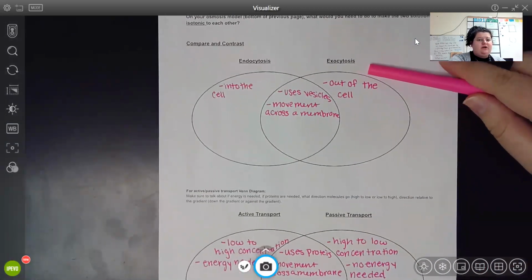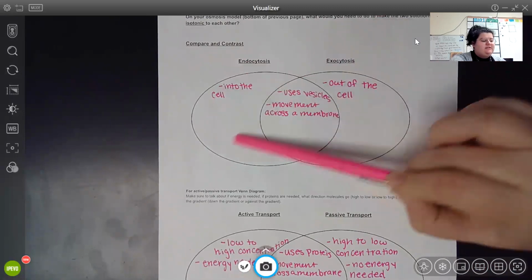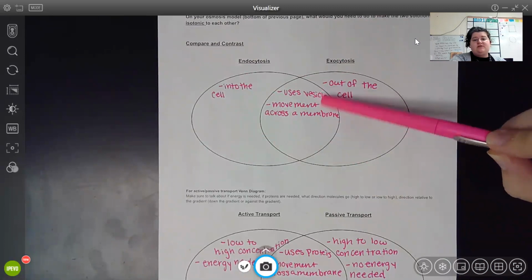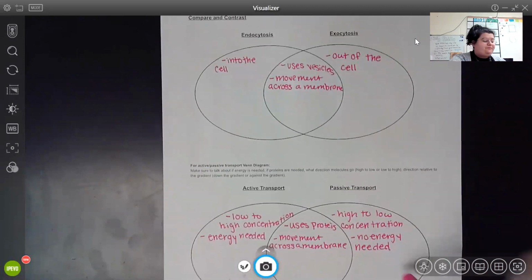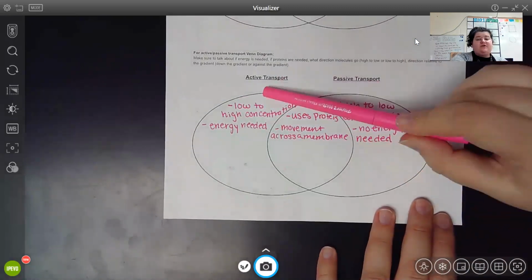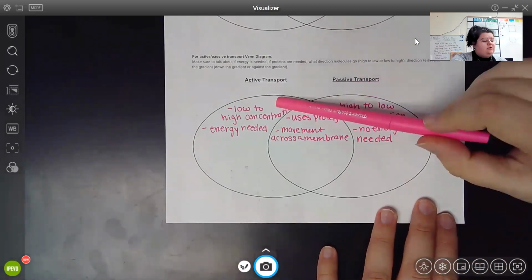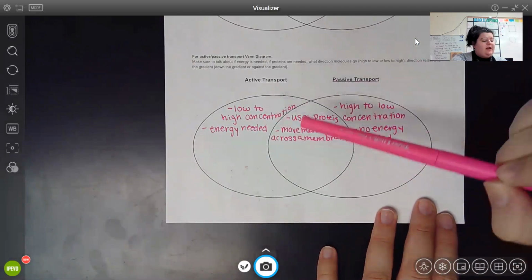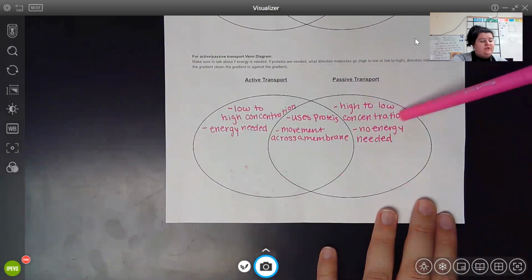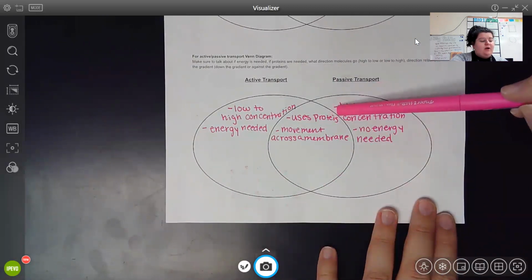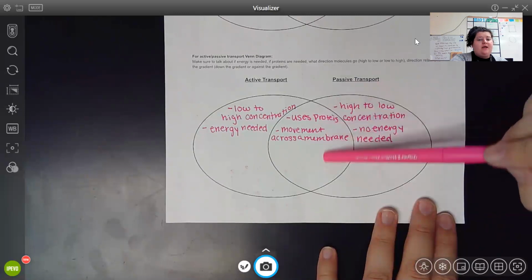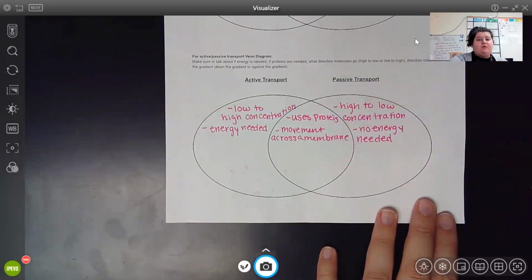Back to the Venn diagrams. So endocytosis moves into the cell, exocytosis moves out of the cell. Their similarities, they use vesicles and their movement across a membrane. Active transport versus passive transport. For active transport, we use low to high concentration and energy is needed. Passive transport, high to low concentration and no energy is needed. One similarity that they have is they can both use proteins, right? And again, they are going to be movement across the membrane.